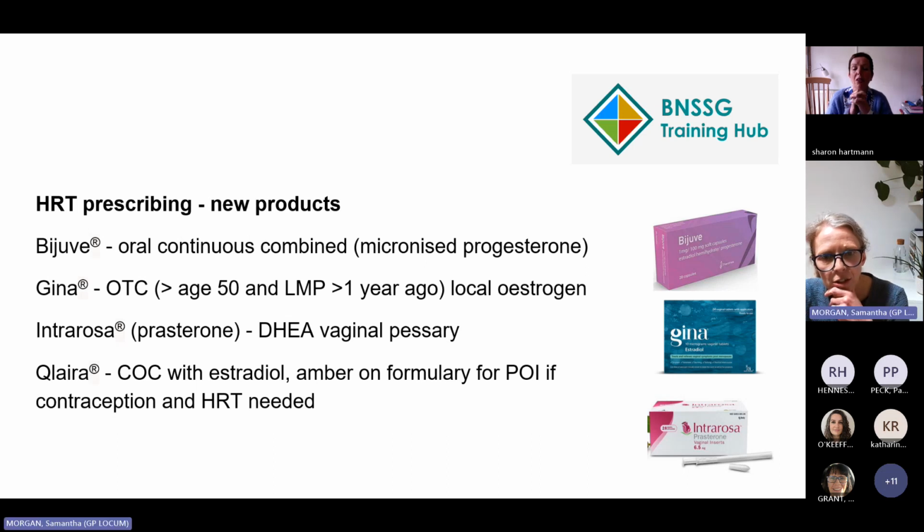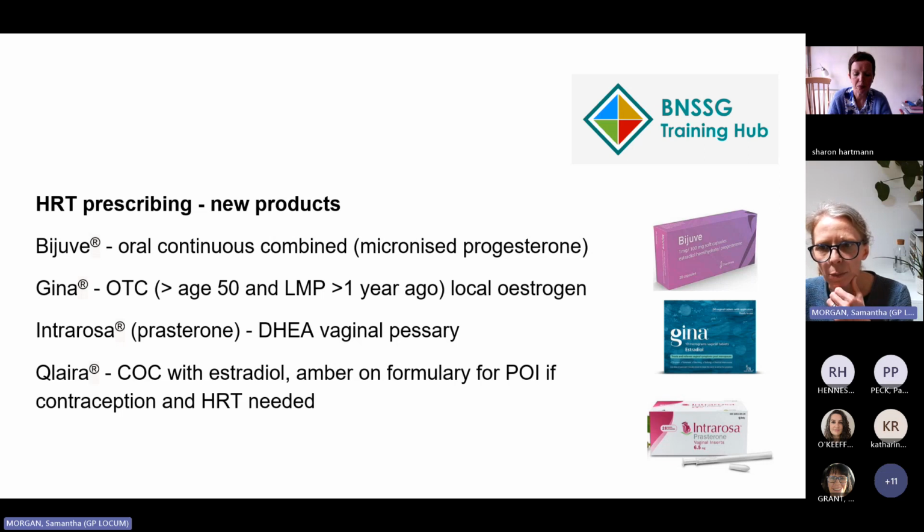Couple of newer products just to let you know about. So we've got Bijuve, which is this oral continuous combined HRT that contains Utrogestan. Gina is now available over the counter as a local estrogen for women above the age of 50 whose last period was more than a year ago.